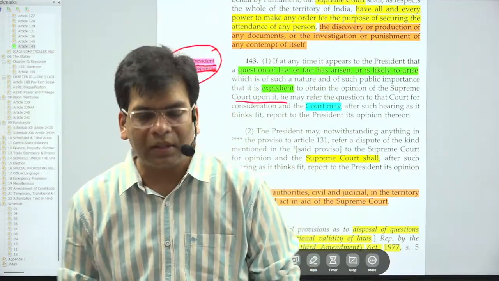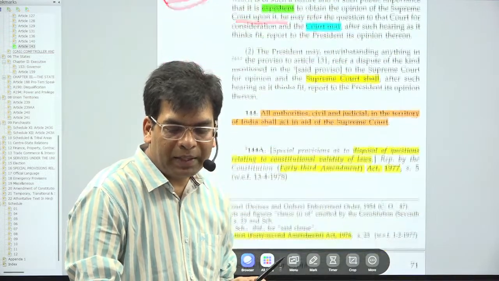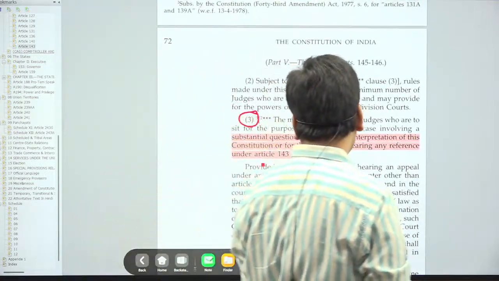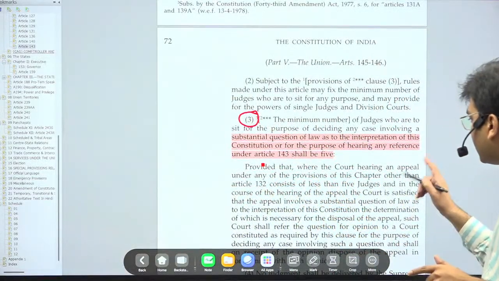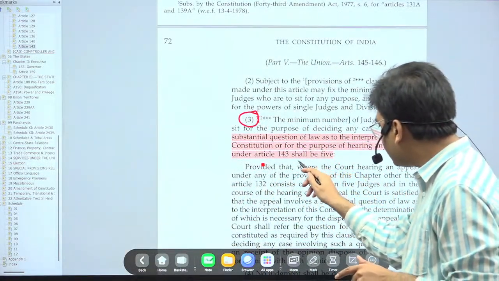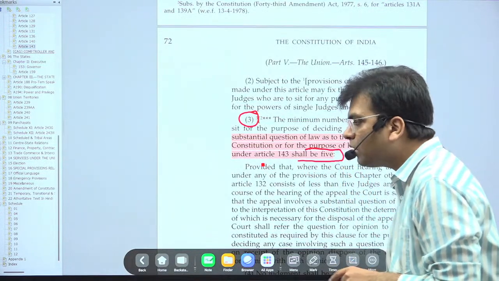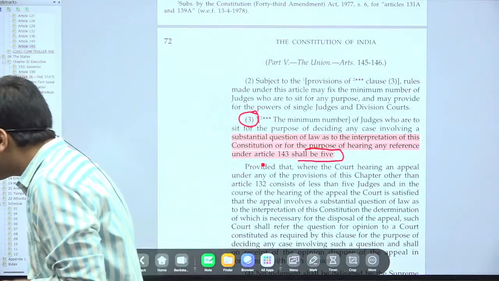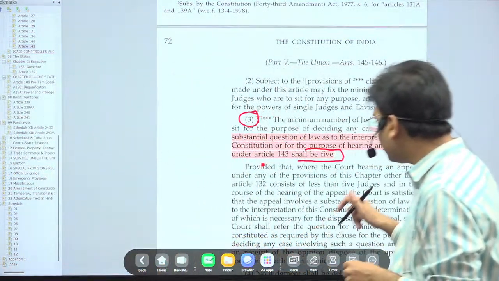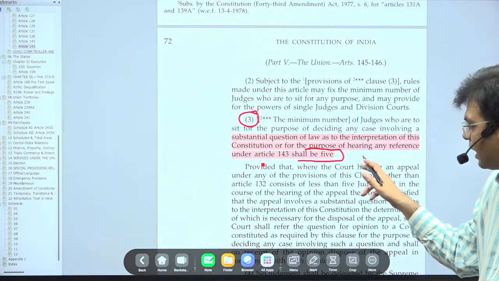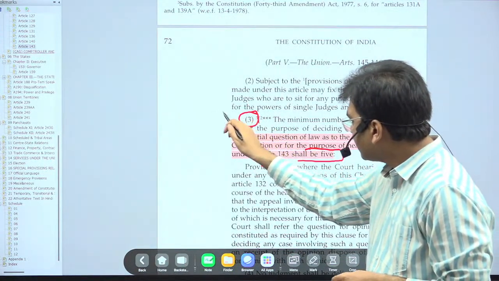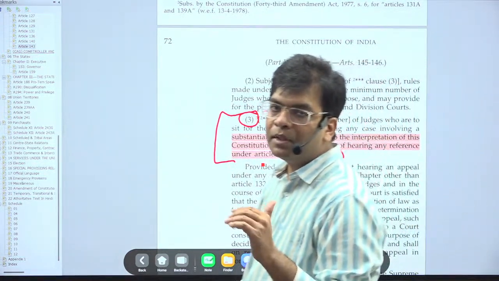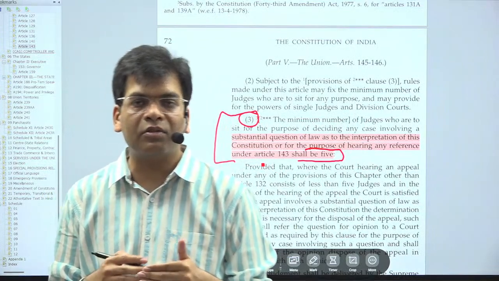To answer this, it is provided under Article 145, clause 3, that whenever such a question is asked to the Supreme Court, the number of judges will always be 5 or more. It should not be less than 5. Please remember that this is known as the constitutional bench. Is it clear? This clause 3 of Article 145 talks about how many judges will be there in a constitutional bench.